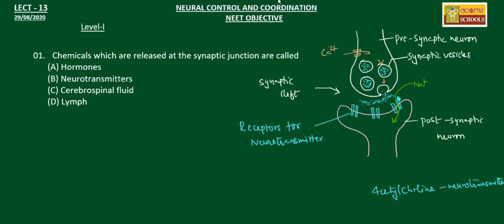All chemical synapses will have neurotransmitters. So the answer for this question, chemicals which are released at the synaptic junction are called, is neurotransmitters. That is option B. They are not hormones, not cerebrospinal fluid, and not lymph. So the answer is B.